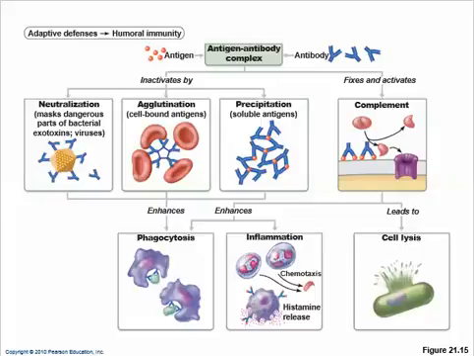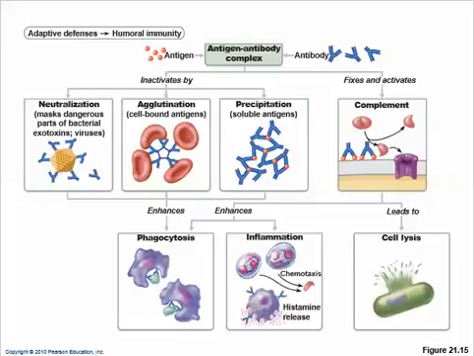So these are the things that happen with antibodies. Antigens meet antibodies, they join together. This causes neutralization, agglutination, and precipitation, which enhances phagocytosis. It fixes and activates complement, which leads to membrane attack complex, cellular lysis, inflammation, which is involved with chemotaxis and keeping things in one spot, and it enhances phagocytosis.